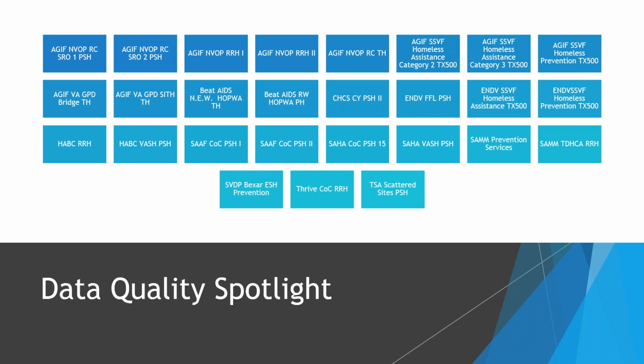St. Vincent de Paul is a new one, the BEAR ESG Prevention. Looks like I have a little typo there. That's supposed to say ESG prevention. And then Thrive COC RRH with zero data corrections, and TSA scattered site PSH. So really great job on this, guys. It's phenomenal to see this list growing each month. This is wonderful. We really, really appreciate you guys taking the time to make sure that your data is as good as it can be, and that's fantastic.